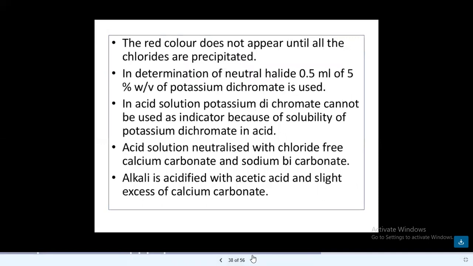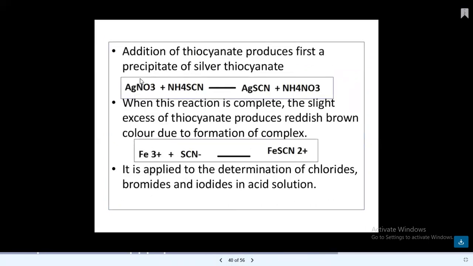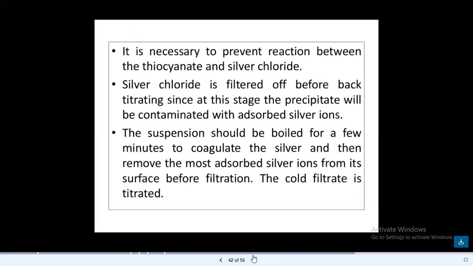We already discussed the different conditions required for the Volhard method, ferric nitrate or ferric ammonium sulfate. This is repetition, the same thing we already discussed. In the case of the Volhard method we already discussed this type of indicator. Here we use excess of silver. It is necessary to prevent the reaction.